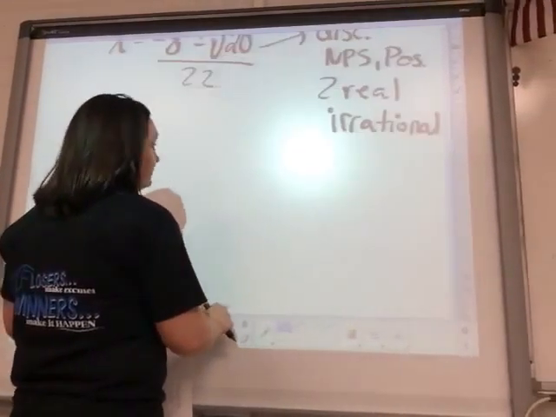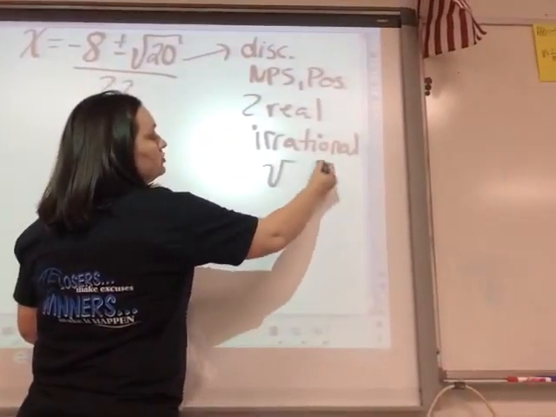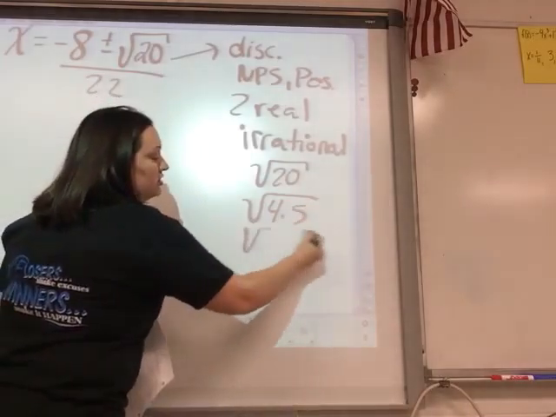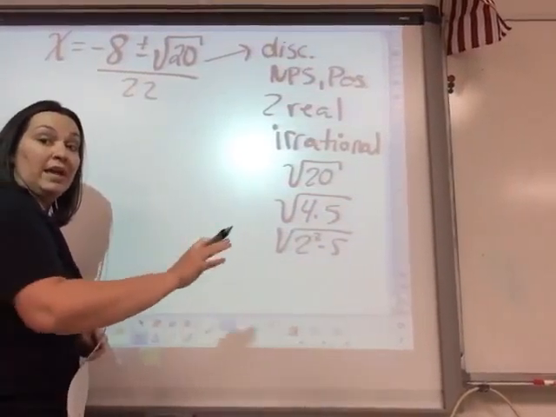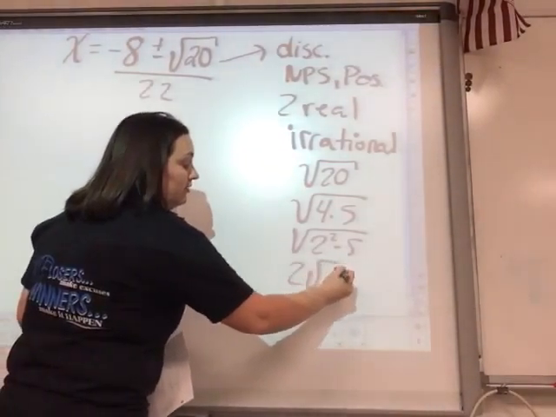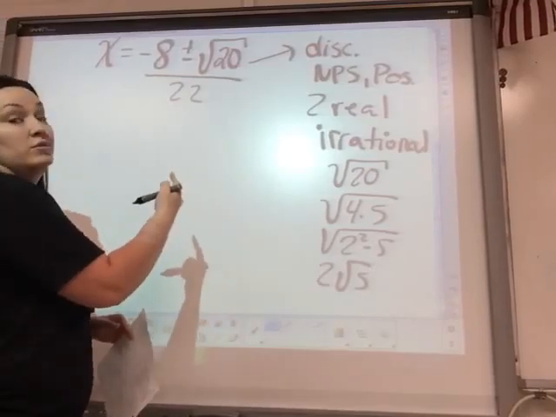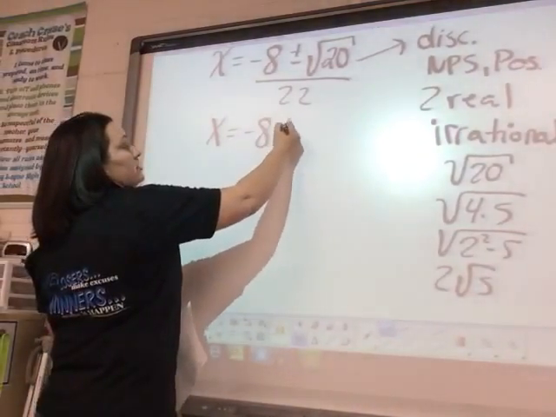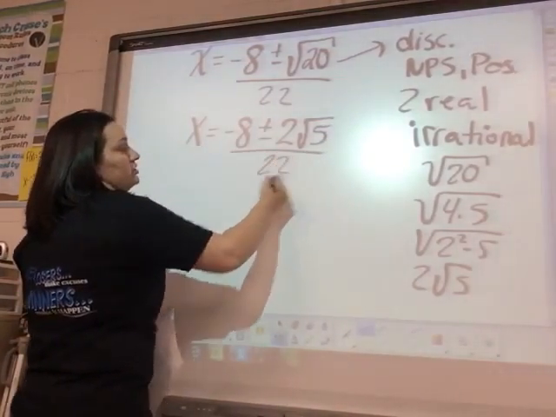Let's keep going. To reduce this, we've got to reduce this radical. So radical 20, well, we know that's going to be 4 times 5, which is 2 squared times 5. The square and the square root cancel. So the 2, and then a 5 stays inside. So 2 radical 5 is your reduced version. Let's use that in this problem. X equals negative 8 plus or minus 2 radical 5 over 22.